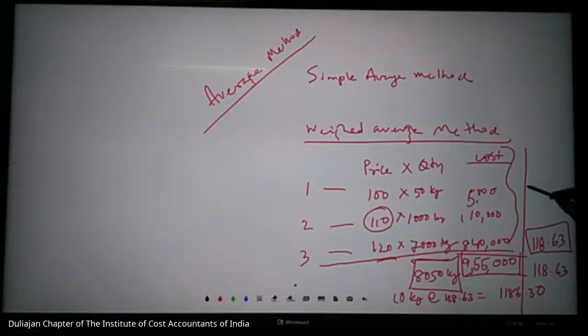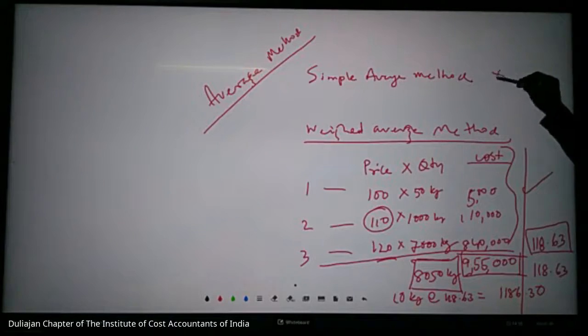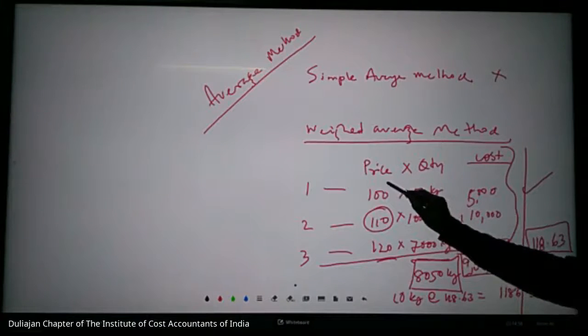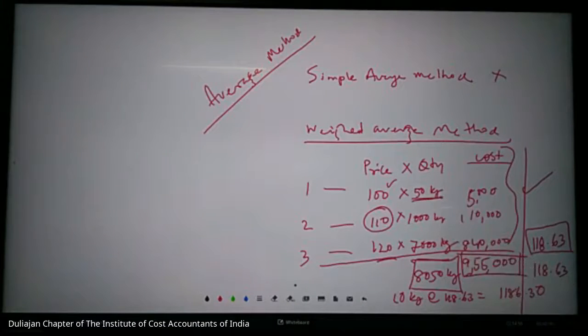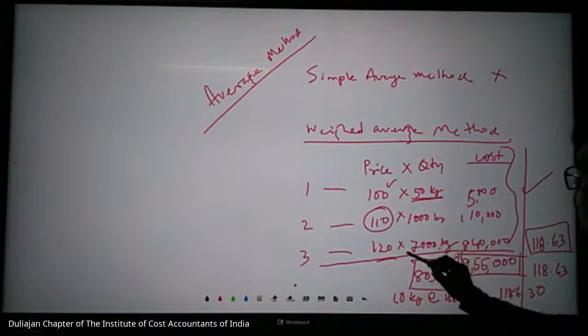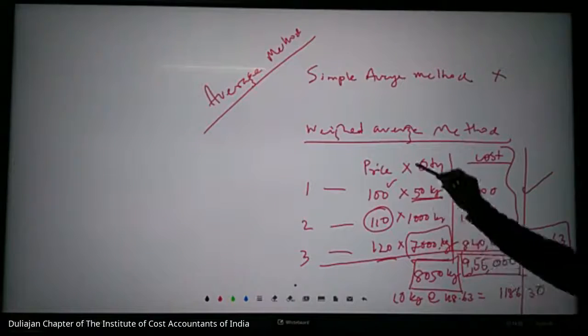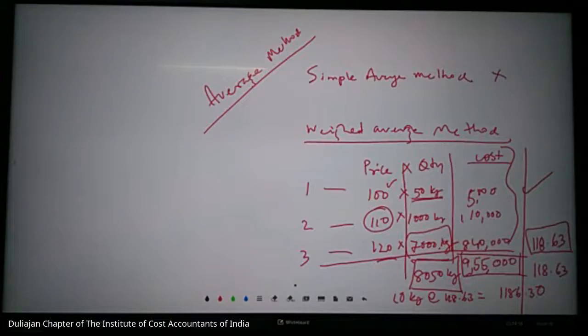So this is more appropriate than simple average. Simple average sometimes may misguide us, because you see here I have a price but I bought only 50 kg in that. So it will not influence much in the total cost. What influences is the quantity. So quantity is a very important aspect while determining the weighted average method. Now you understand why we should adopt the weighted average method.